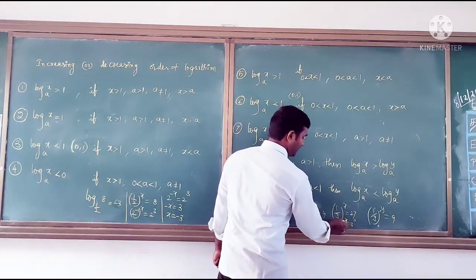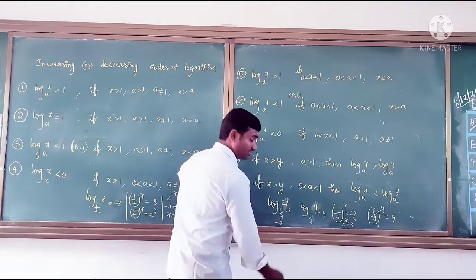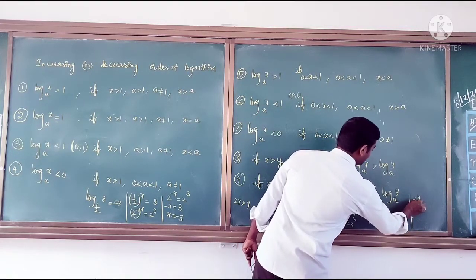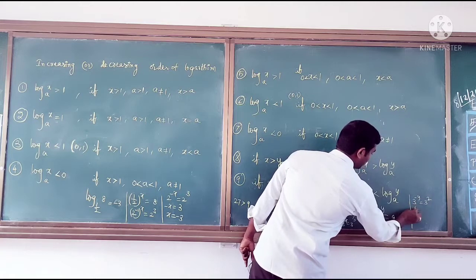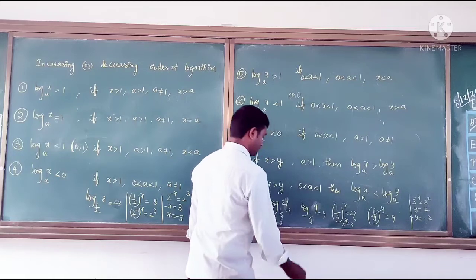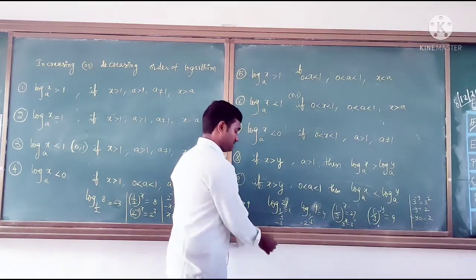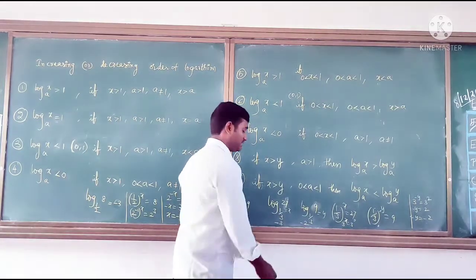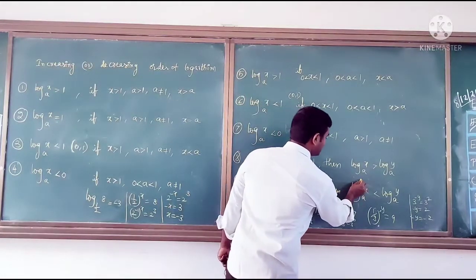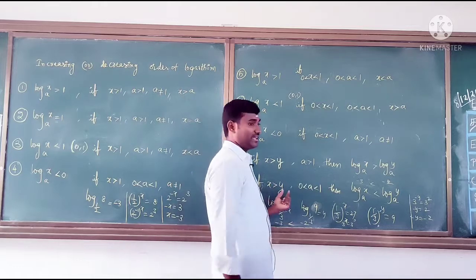So minus x is equal to 3 means x is equal to minus 3. And 3 power minus y is equal to 3 power 2, so minus y is equal to 2 means y is equal to minus 2. Minus 3 is smaller, minus 2 is greater. So minus 3 is less than minus 2. Yes, sir. If x is greater than y, it is reverse.